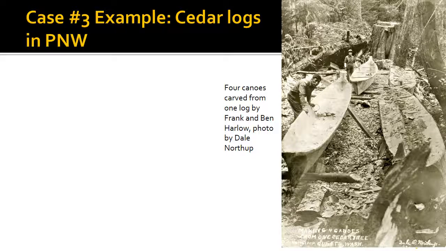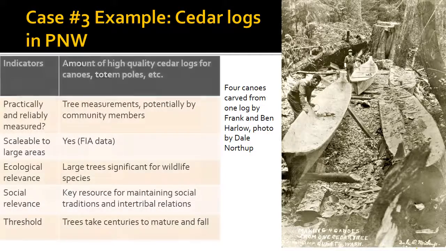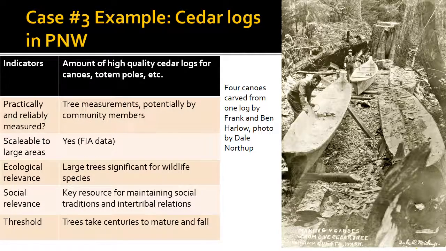Another resource that's particularly important to tribes in that region is large cedar trees, which are used for carving canoes, totem poles, and other resources. And so again, these are things that could be monitored using combinations of FIA data, but there are also some things that community members can easily understand and help monitor. They're relevant for wildlife as well as cultural values, and they take a long time to mature and to develop. And if the logs are used when they're falling, then that takes even more time for them to actually fall, although in many cases people are cutting these trees to provide the necessary resource.